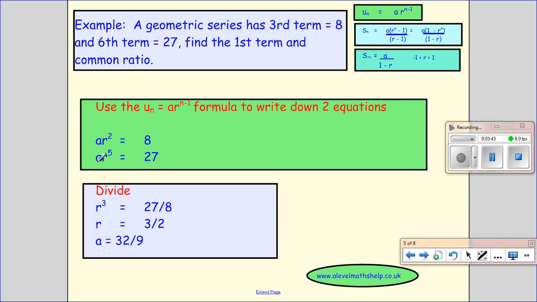So when I divide A by A, I get 1, so that goes away. R to the power 5 divided by R squared gives R to the power 3, and 27 divided by 8 gives me 27/8. I then take the cube root, and that gives me 3 over 2. Once I've got that answer, I can just substitute it back into this one, and that's going to give me my value for A. Now I know I go very quickly through these, but you can always pause and re-listen.